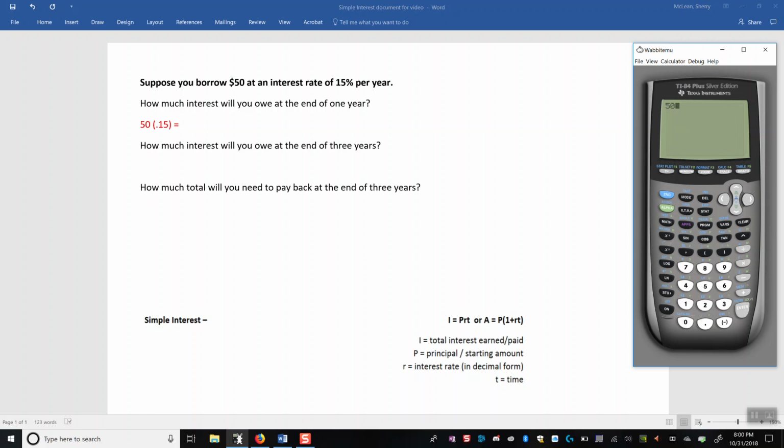So over here, 50 times 0.15 gives me an interest that I would owe of $7.50. Now, if you wanted to know how much interest you would owe at the end of 3 years based on this type of simple interest, what we would do is take our $15, figure out what 15% of that was, and then multiply that by a total of 3 different years to get the total amount owed at the end of 3 years in interest. And in this case, that would be $22.50.